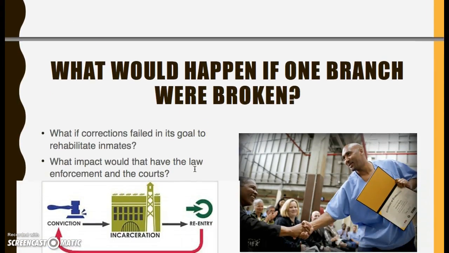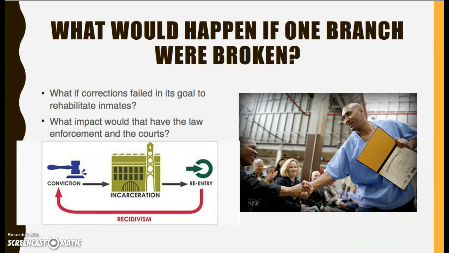So what would happen if one branch were broken? Well, the example that I can offer you is what happens if corrections fails in its goal of rehabilitation. In other words, what happens if someone is released from prison who doesn't have the skills needed to either get a job or get a place to live or something along those lines. So it's important that once the courts meet out punishment as a conviction and they're incarcerated, that people get treatment. If they don't get treatment, they don't address the underlying problems that cause them to go to prison, and oftentimes it's a substance abuse issue.